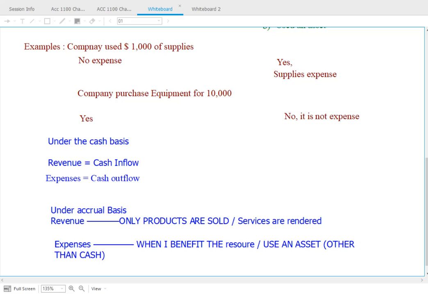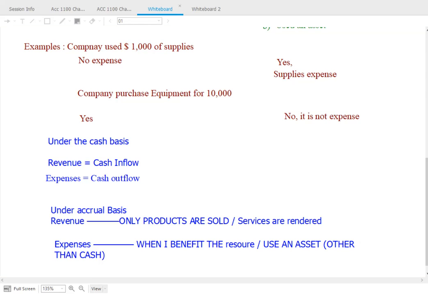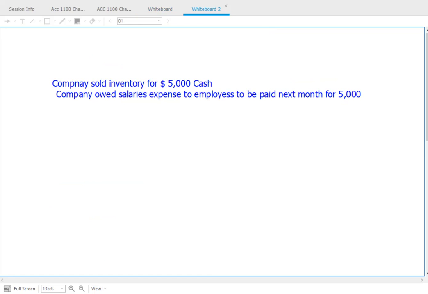Company paid 500 utilities for the month.